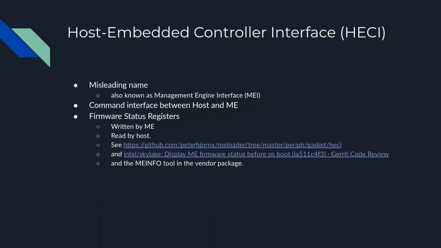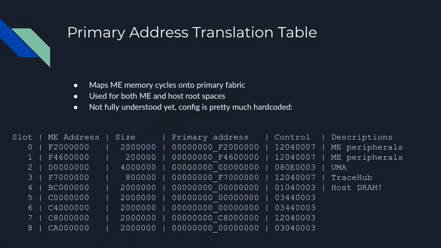And there is some core boot code to read it, and I've also implemented some decoding for it on the emulator, because it's useful to see what those values mean. Right. So then there's something really interesting, the primary address translation table, which is the bus bridge that allows the ME to actually access the PCI Express fabric of the computer.